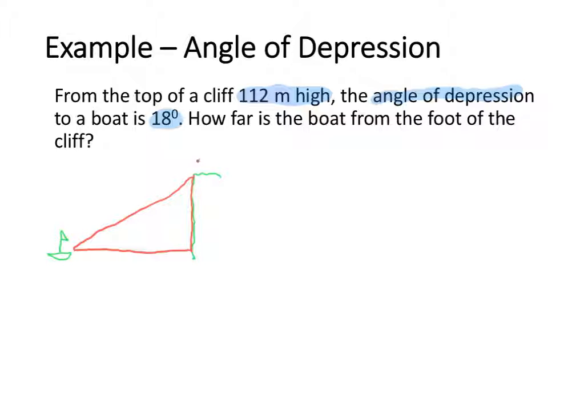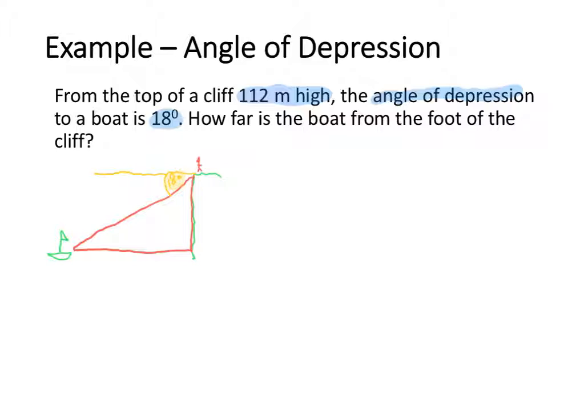Now, so you're standing up here at the top, looking down, and the angle of depression from the top to the bottom of the boat is 18 degrees. Now, when you're marking in the angle of depression, it is important to understand where that angle actually is. So the angle is formed between the horizontal line running along the top and down to the line of sight. So it is this angle in here that is 18 degrees. That is your angle of depression.